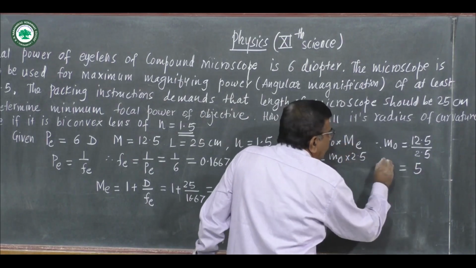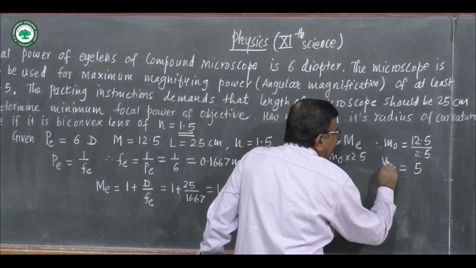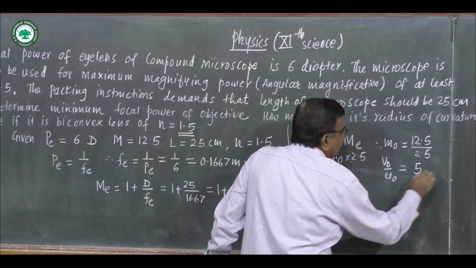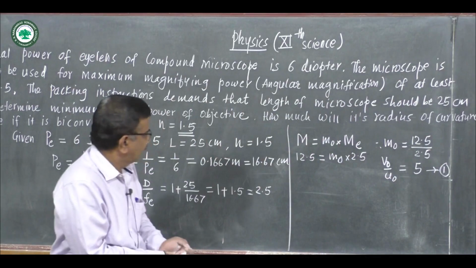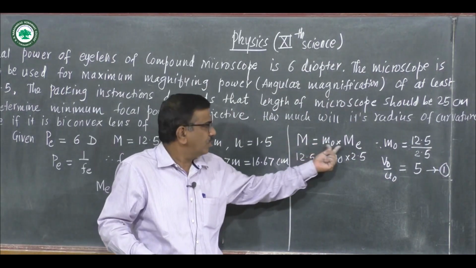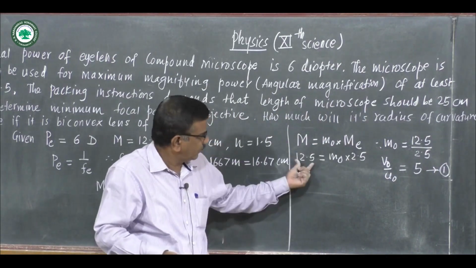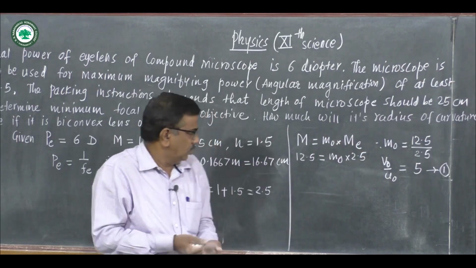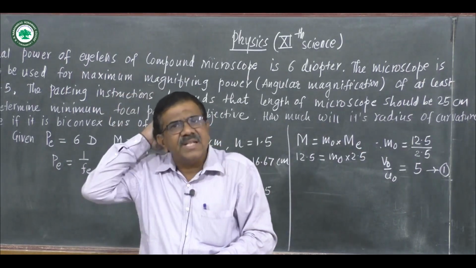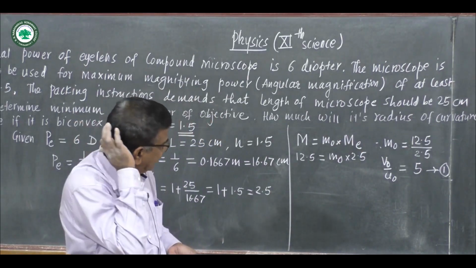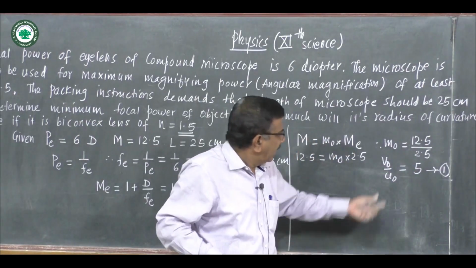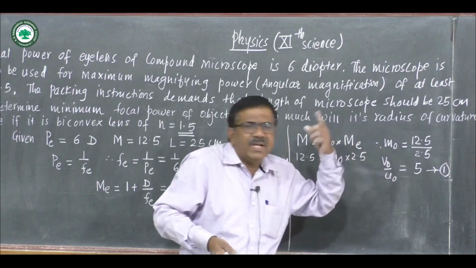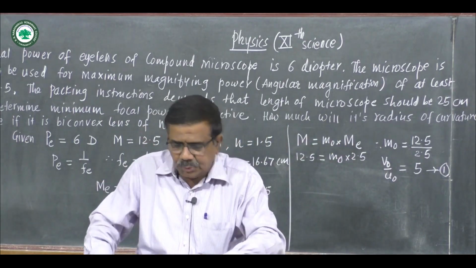But this MO, we know, is VO upon UO. Suppose this is equation 1. Capital M is equal to MO into ME. Substituting the values we get MO, that is the magnification produced by the objective. That value is 5. And this MO we also know is VO upon UO.